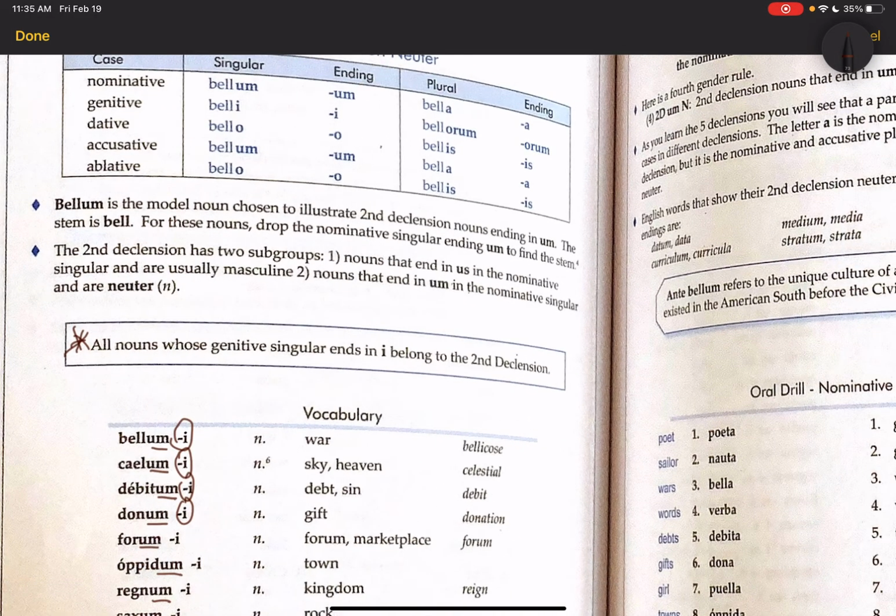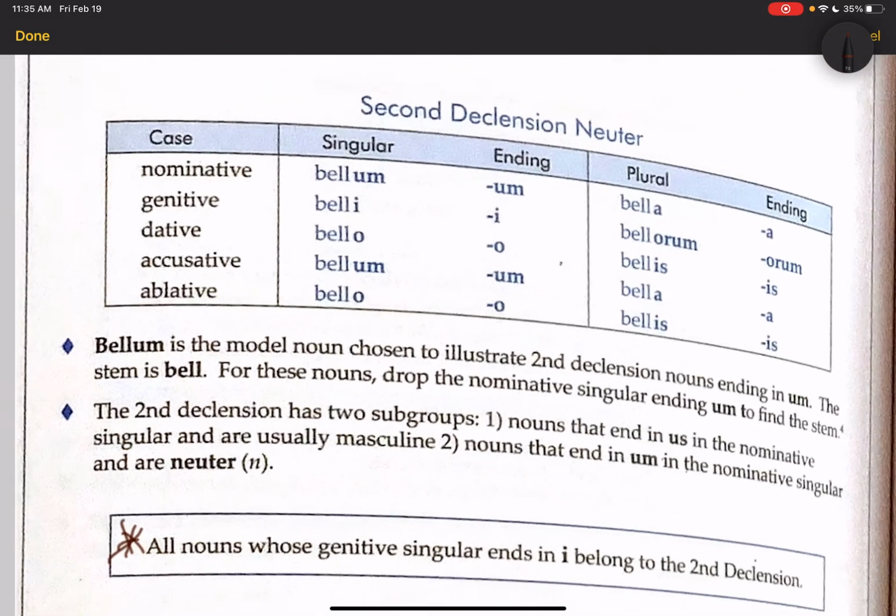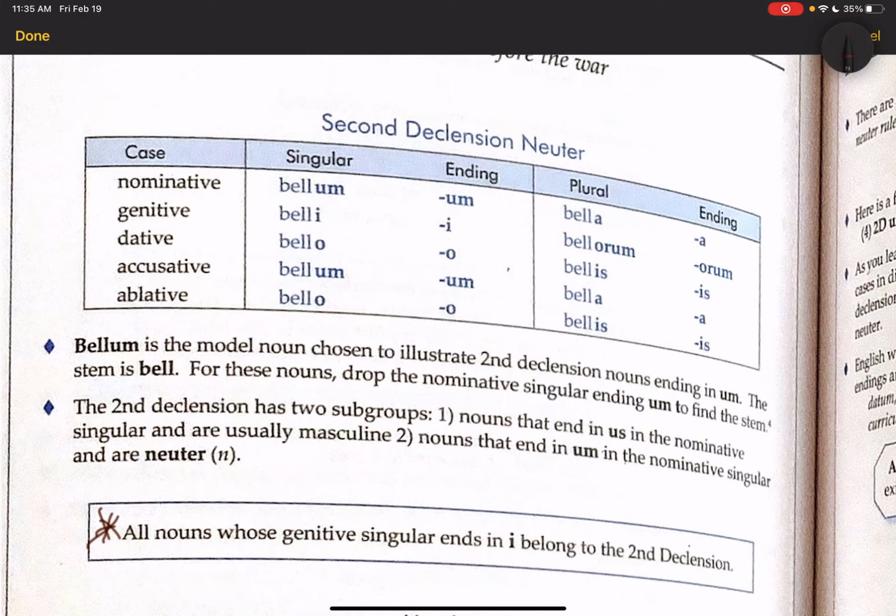Bellum is the model noun for the second declension nouns ending in um. The stem is bell. For these nouns, you drop the nominative singular ending to find the stem. So to find the stem, we drop the um and we get, for this word, bell.